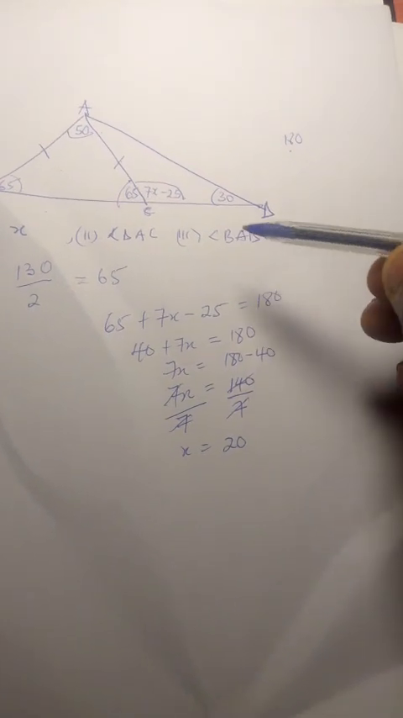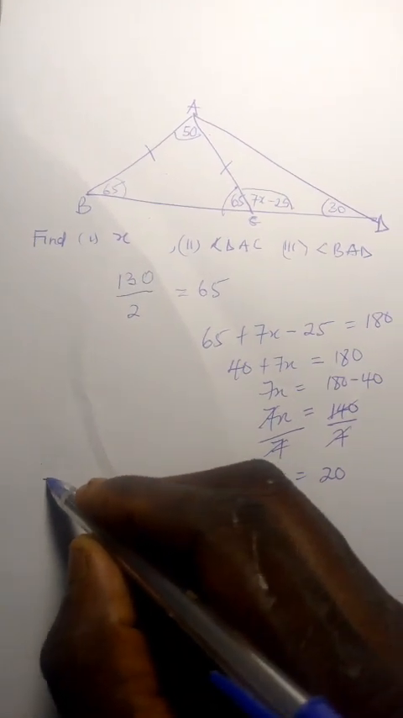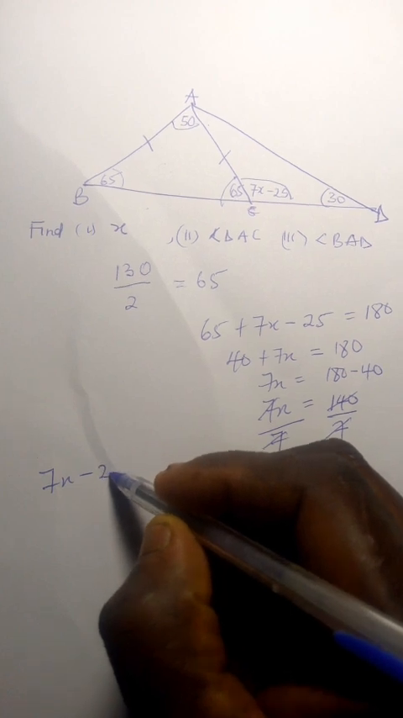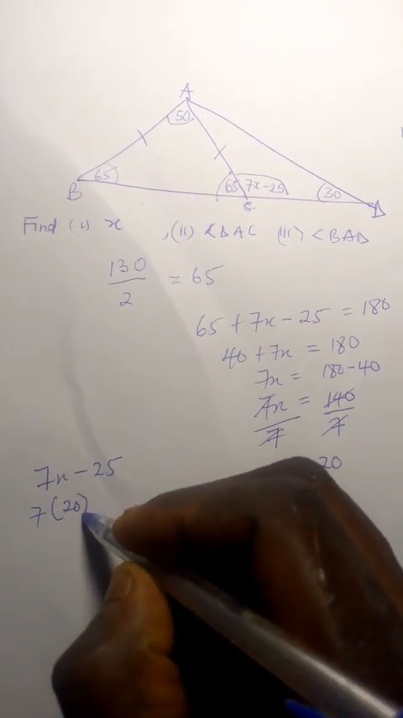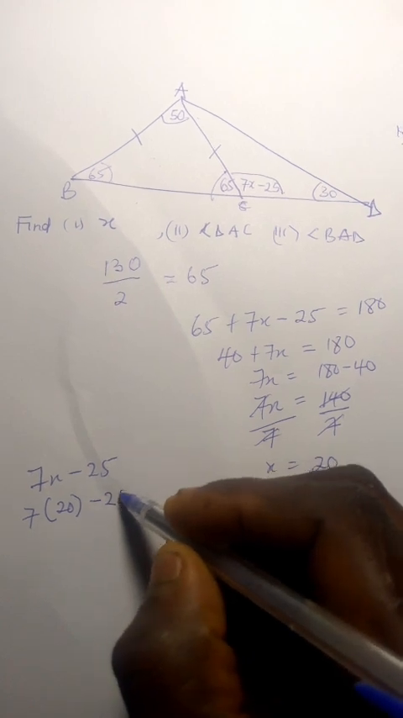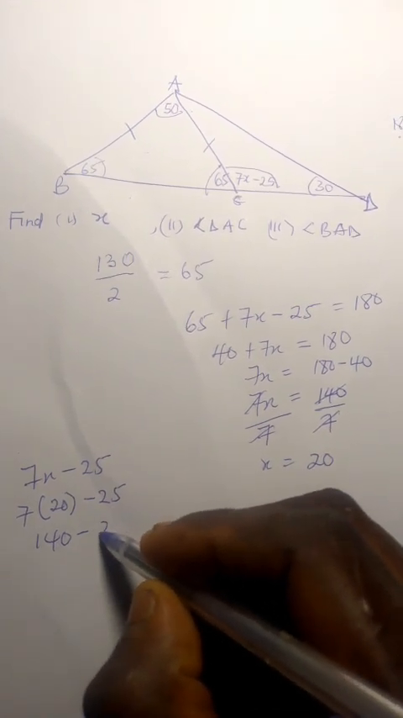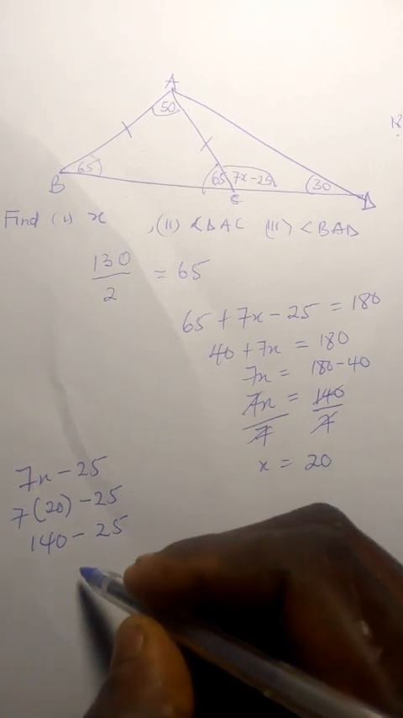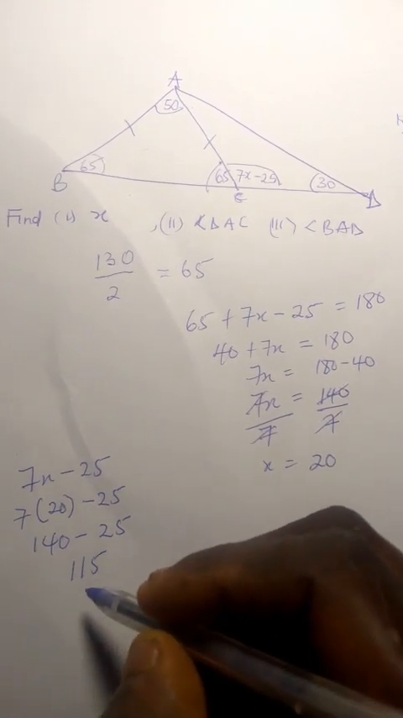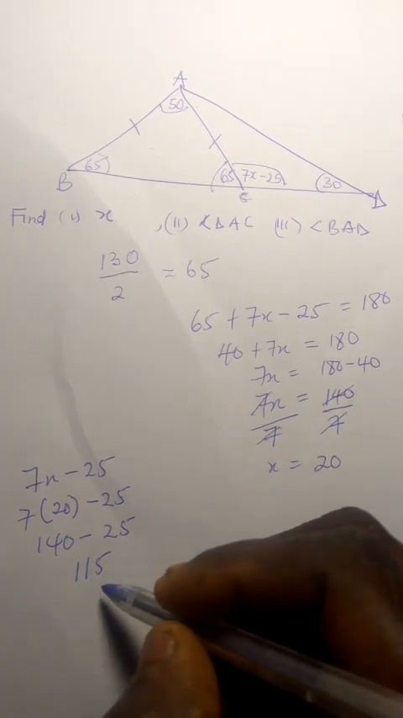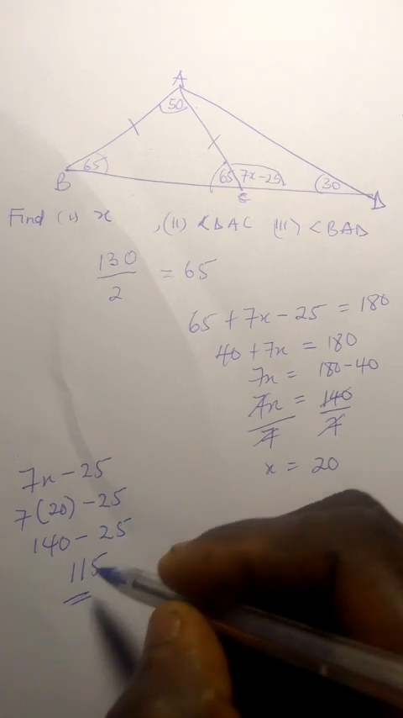For that matter, why don't we look for the angle here? Now that you have 7x minus 25, it means when you put in x, which is 20 here, minus 25, we are going to have 140 minus 25, which is 115. I think that is 115. Yes, because when you add 5 to get 0, and then so 115 is the angle here.